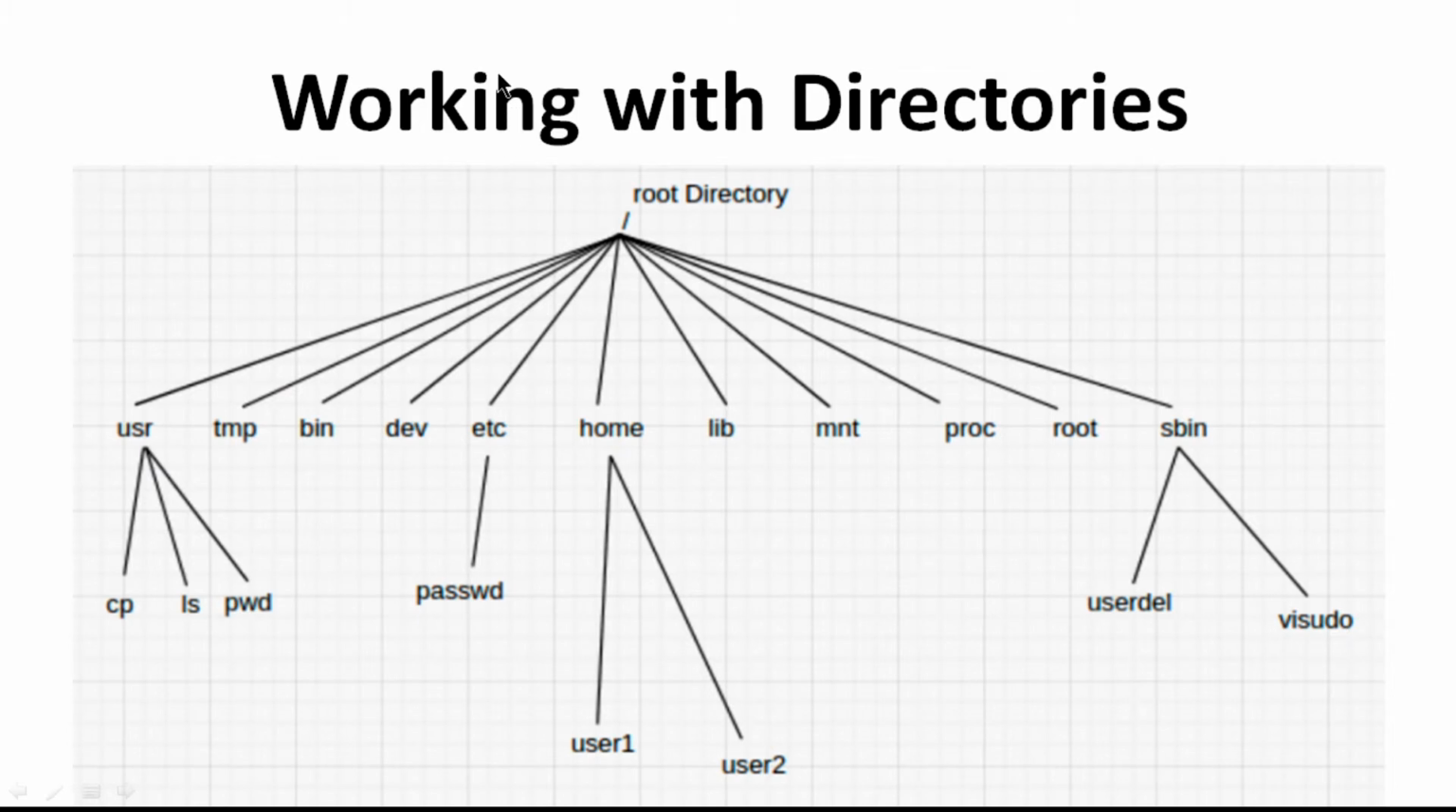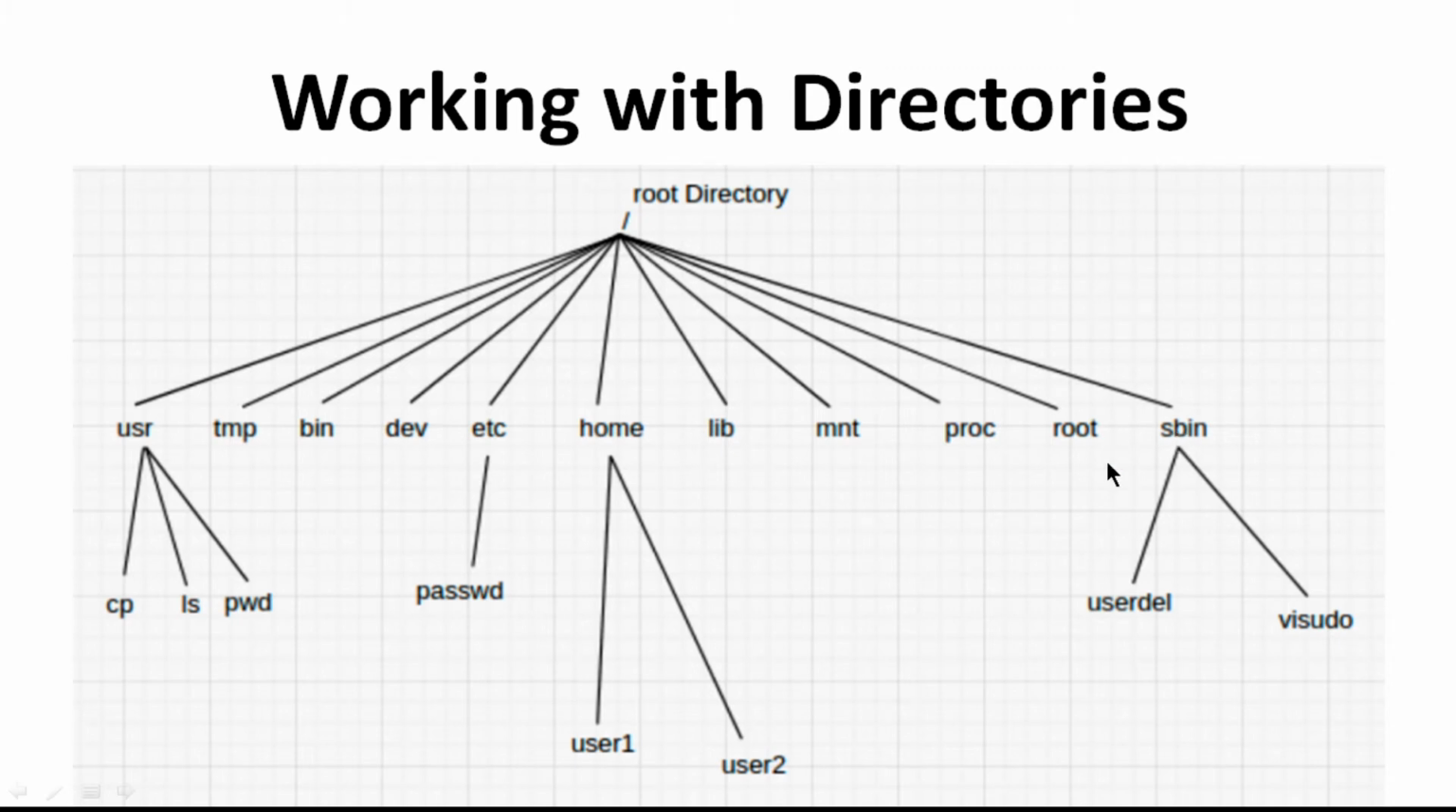So when you talk about Linux, there are different files and directories. First we will see working with directories. In Linux there is a hierarchy structure for directories. Initially there is a slash, which we call the root directory, and the root directory is followed by a number of other directories: usr, tmp, bin, dev, etc, home, lib, mnt, proc, root, sbin.